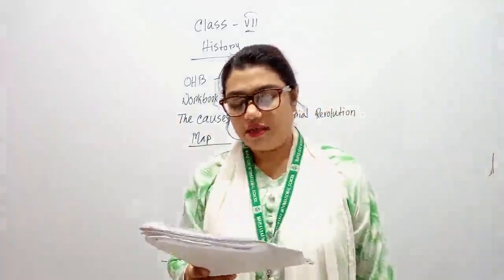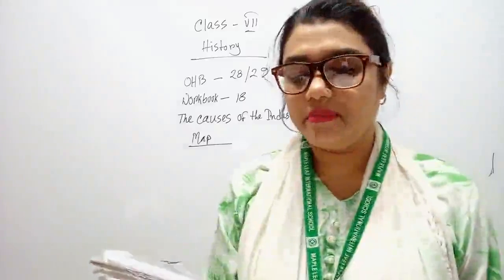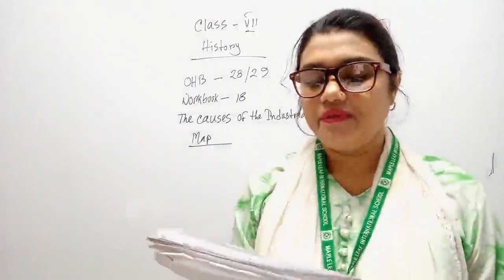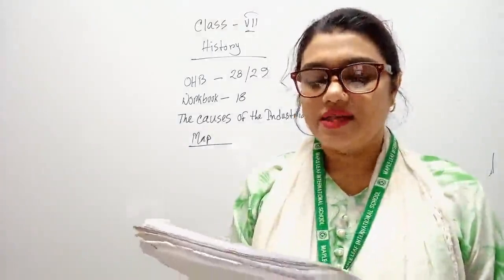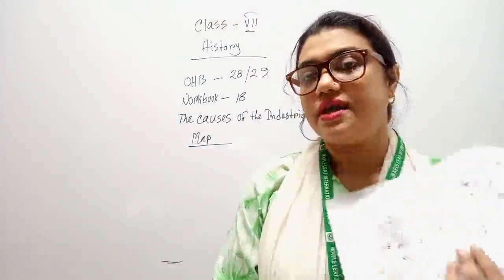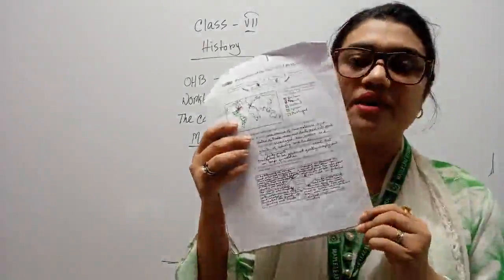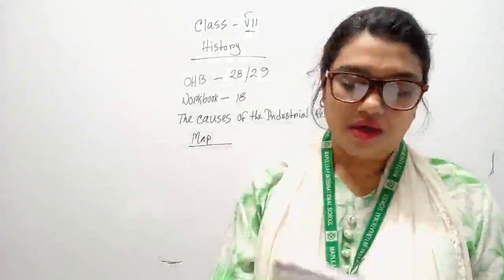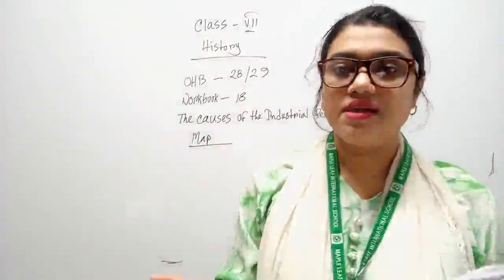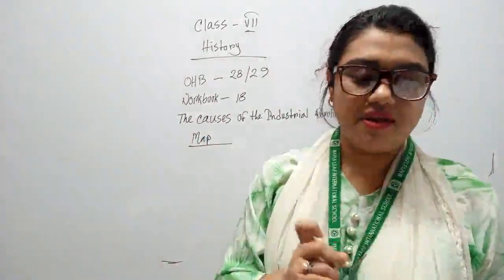Question number 3: four main things helped Britain become industrialized before anywhere else. Say briefly what each thing was in the chart below. There is a diagram given at the bottom of your page. Inside the diagram it is written Industrial Revolution, and there are four boxes: A, B, C, D.